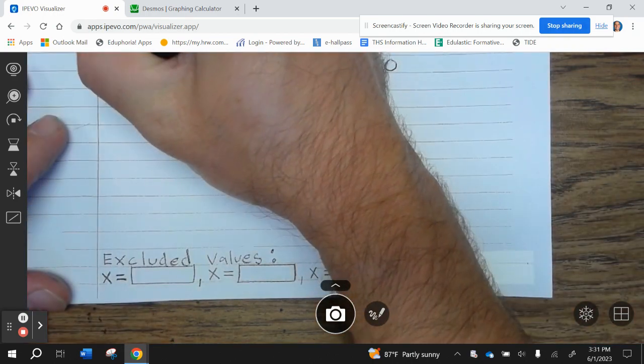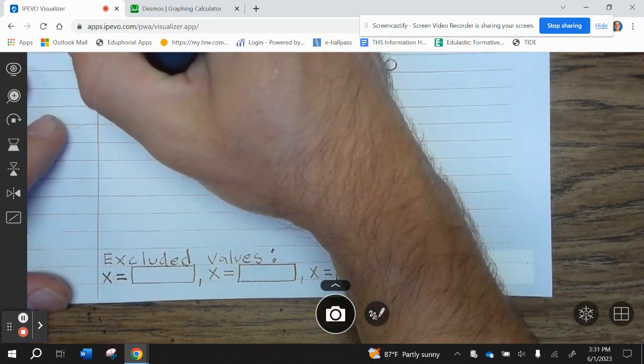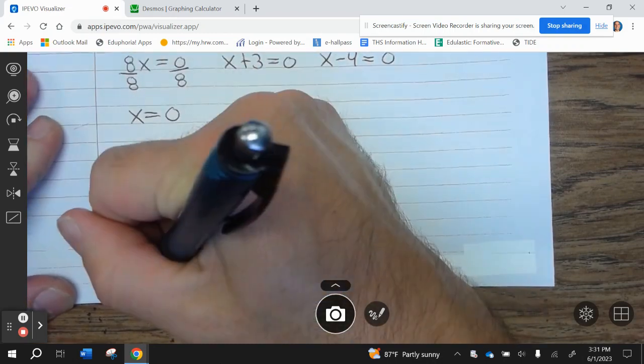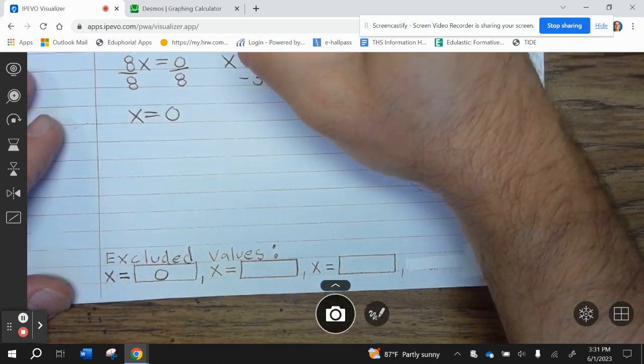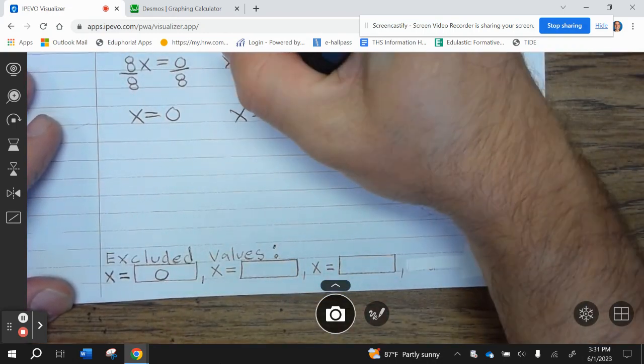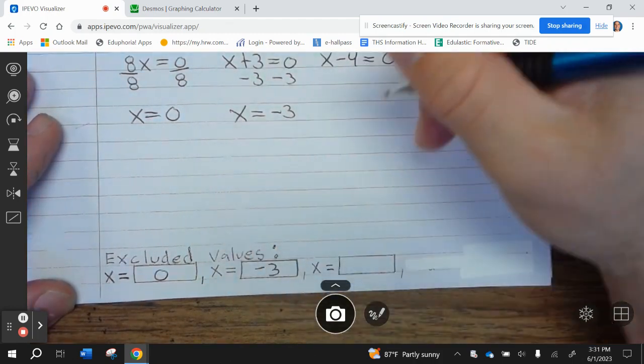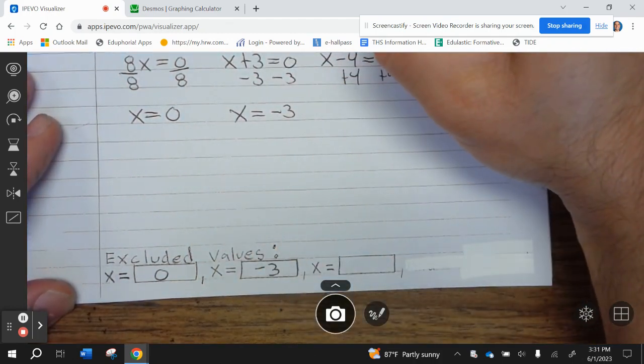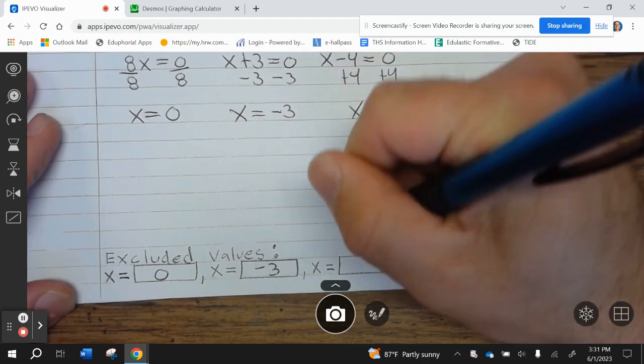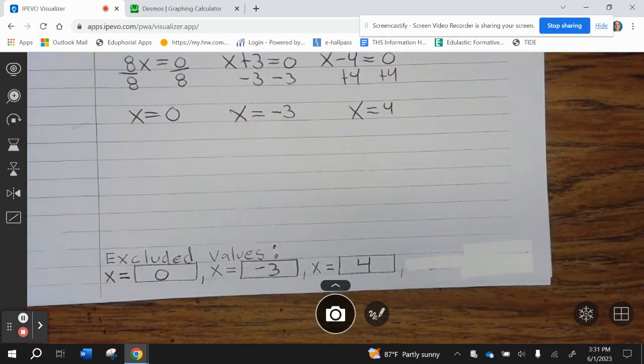So divide 8 by both sides. X equals 0. Subtract 3 from both sides. X equals negative 3. Add 4 to both sides. X equals 4. We're going to finish up example 3.